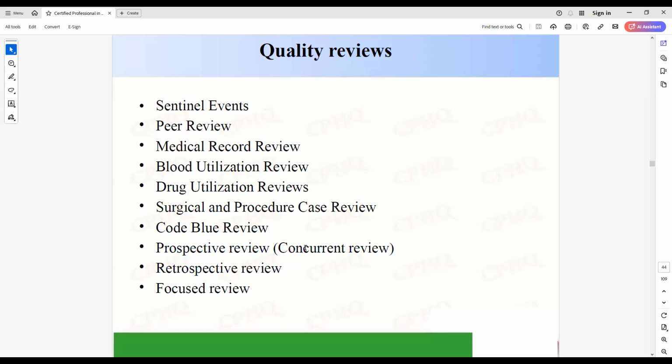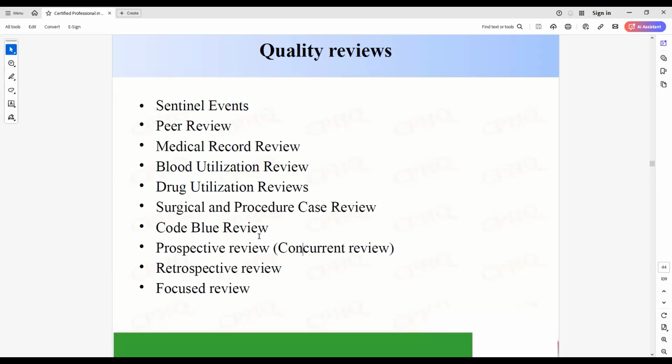Concurrent means it's being reviewed while the care is happening. Code blue drills? Is it any medication error or something? Any incident which is happening. Those are actually retrospective. They have happened before, and now you're trying to find out.